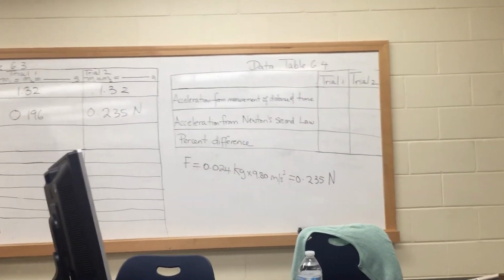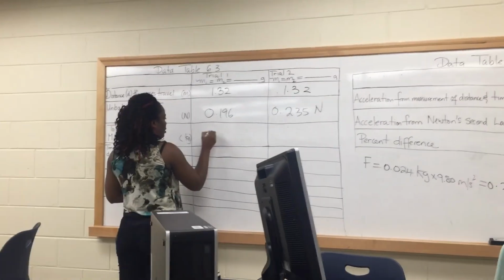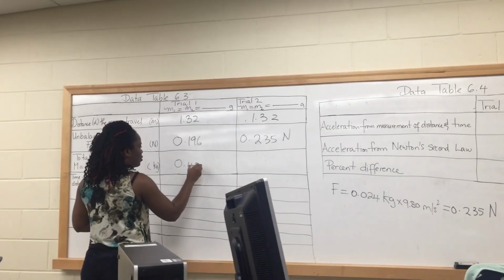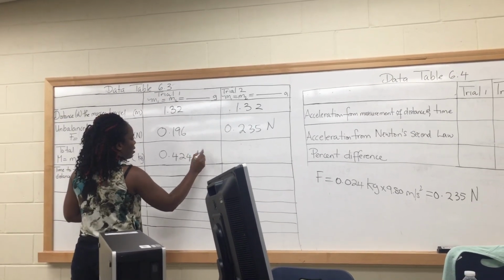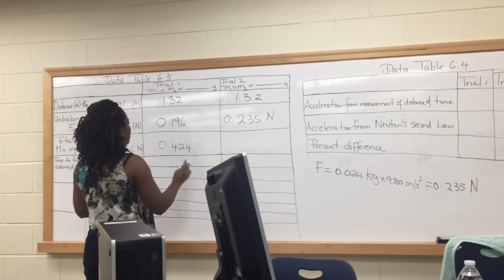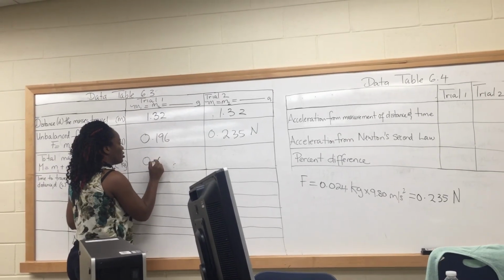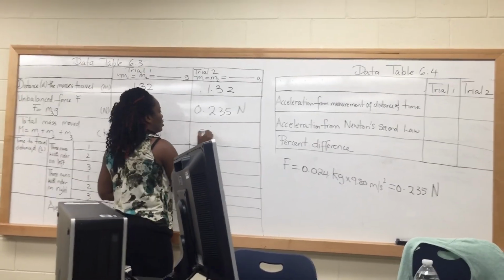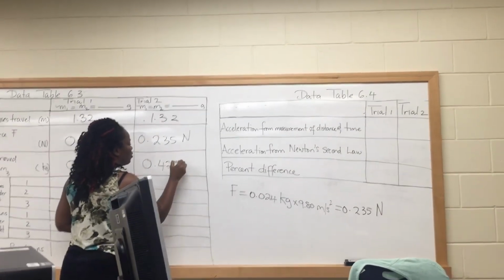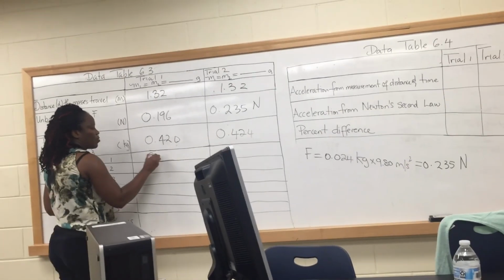Now the total mass that is going to be used here is going to be 0.424 kilograms. So the total mass that is used in trial one is 0.420 kilograms, and here it is going to be 0.424. Now we already know the values for trial one, and I'm just going to write them back here.